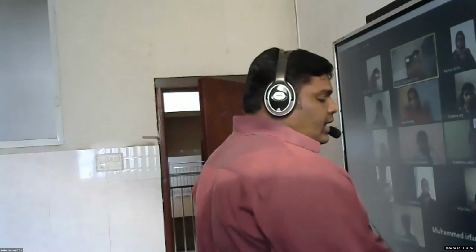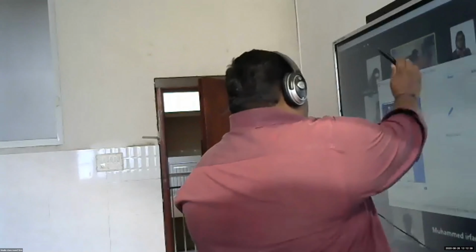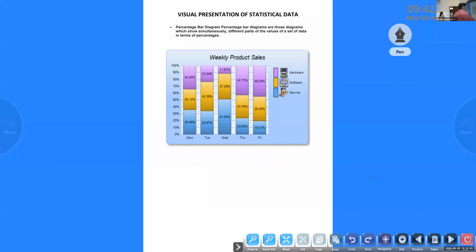Okay. Again, we are moving forward with another method of presentation of data. So this is going to be a percentage bar diagram. Percentage bar diagrams are those diagrams which are simultaneously showing different parts of the values of a set of data in terms of percentage. Subdivided bar diagram, that's not in percentage, but in percentage bar diagram, we want to convert the data into percentage. Then only we are able to draw the diagram.